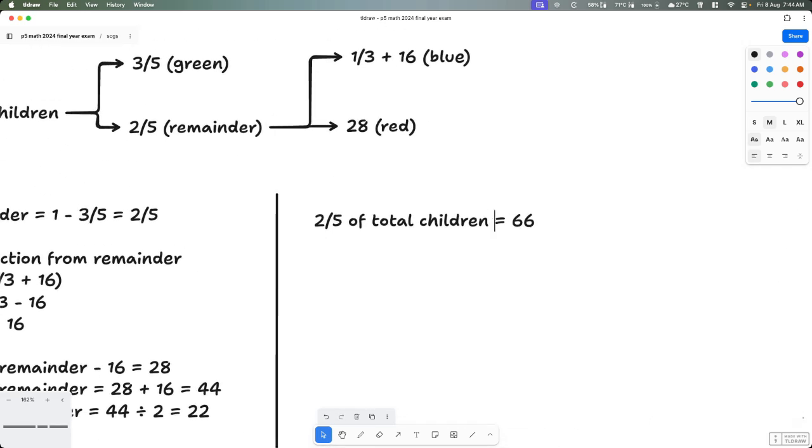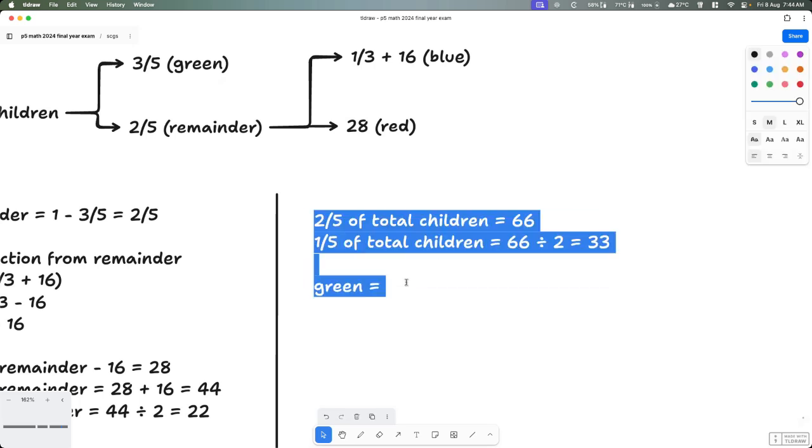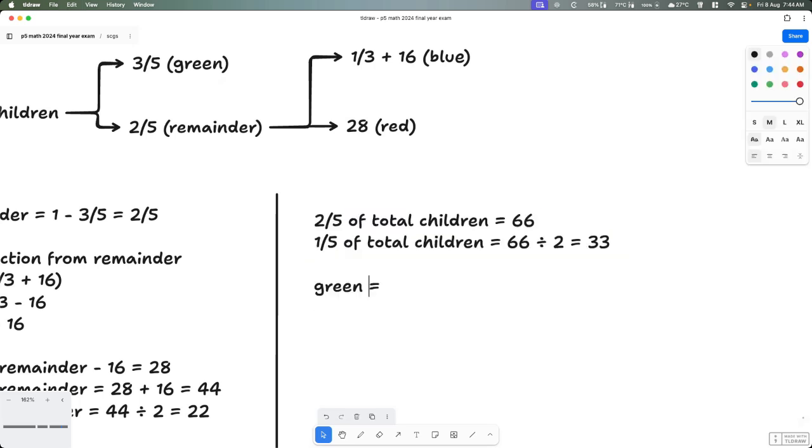So that means 1/5 of total children is equal to 66 divided by 2. This gives us 33. So green is equal to 3/5 of total children, which is basically 3 times 33. This will give us 99.